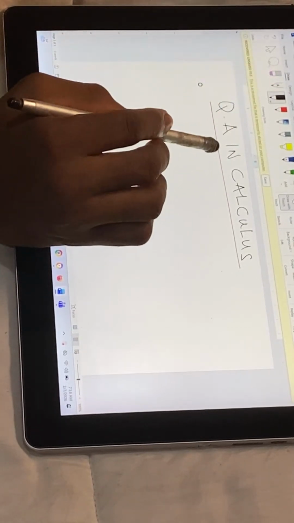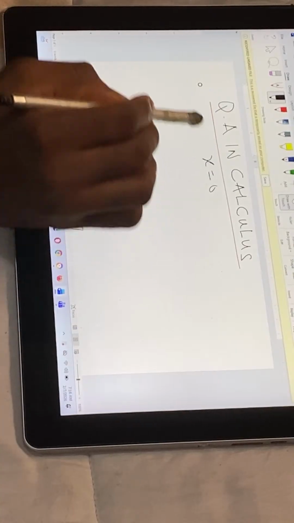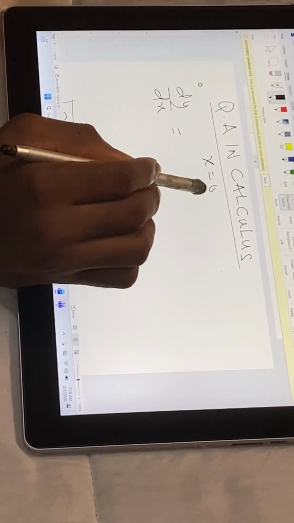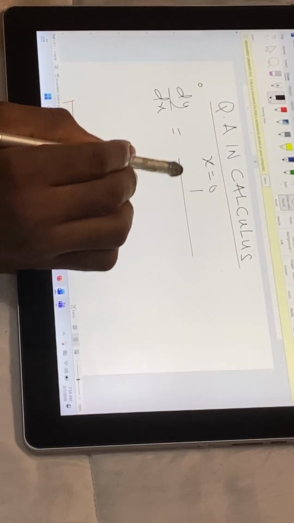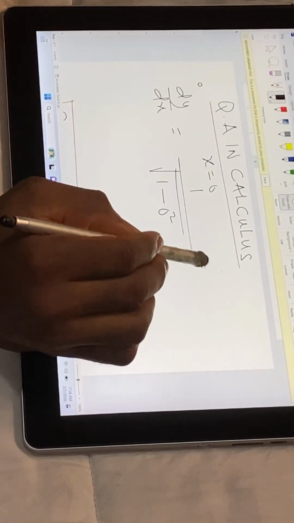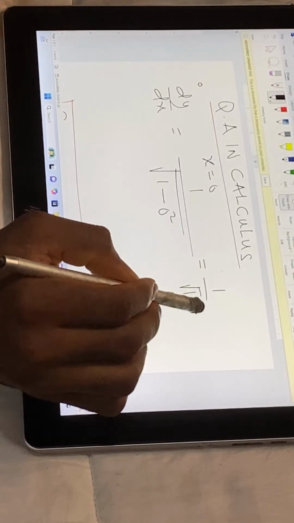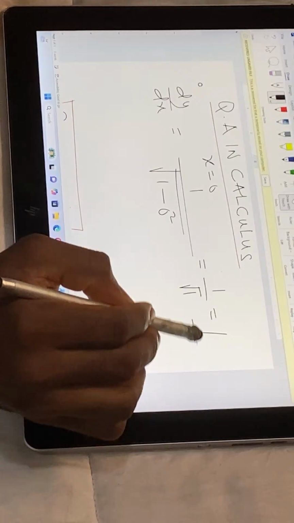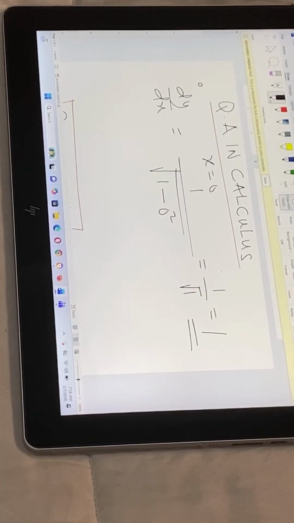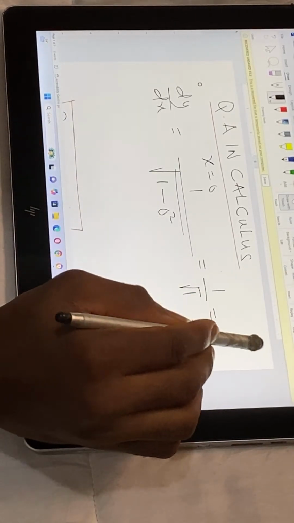So at this point, s is equal to 0. That means our dy over ds will be equal to plus 1 over the square root of 1 minus 0 square. So I will have 1 over the square root of 1, and the square root of 1 is 1. Please take note. So this is my answer here. So you can tick the option there. Which option is 1? Option B. So the answer is B.